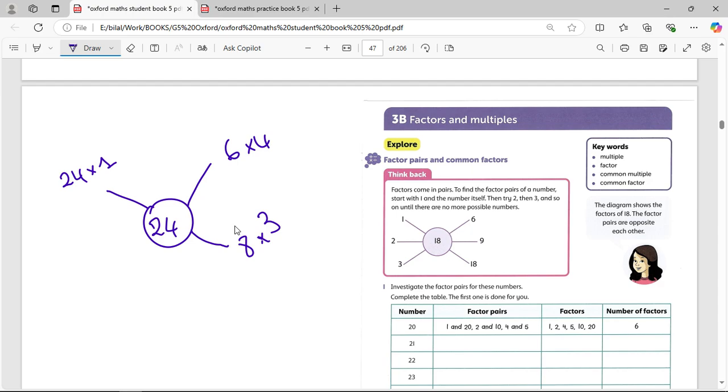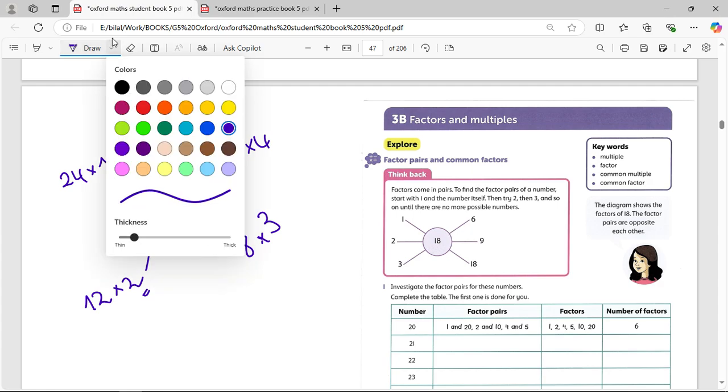Do I have another one? Yes, I do have another one, because 24 can be divided by 2. So I remember it's 12 times 2. 12 times 2 gives me also 24. So I have plenty of pairs here. I just have 4. What are the factors?